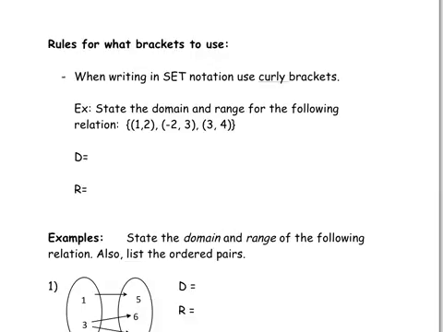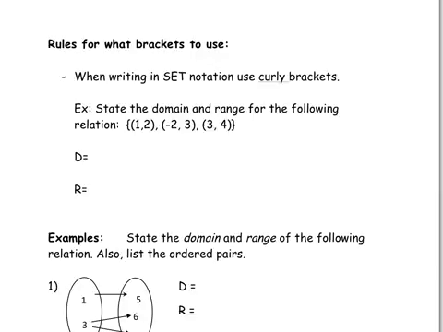Alright, so rules for what brackets to use. When writing in set notation, we're going to use curly brackets if we're just representing a bunch of points. So for example, state the domain and range of the following relation. Notice this is 3 points. So the point 1, 2, the point negative 2, 3, and the point 3, 4. So this is x, x, x, and this is y, y, y for those x values.